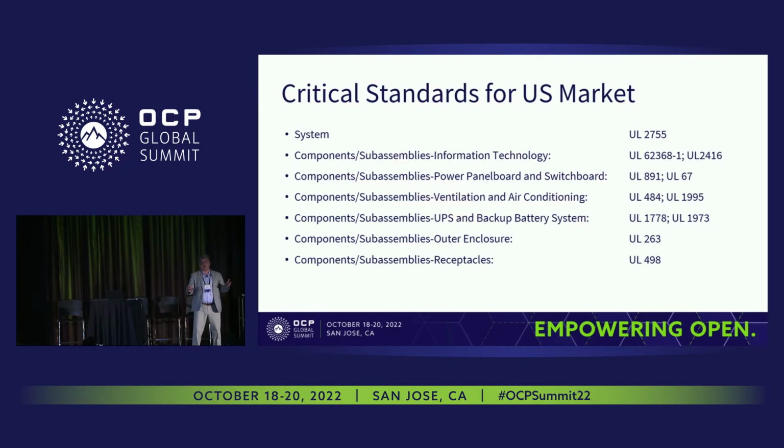These are the critical standards that are in your MDC. Obviously, the system is UL 2755, an outline of investigation. Your components, obviously 62368, as I said, it's IT. Then you have panel boards and switch boards, ventilation and air conditioning. As you remember, Article 646.13 says everything has to be listed and labeled. These are the standards for all that other equipment that is in the MDC. UPSs and backup battery systems, UL 1771, UL 1973.